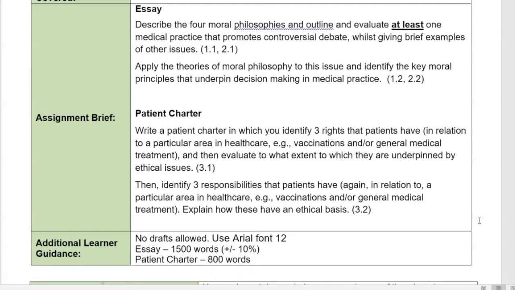Basically, in the essay, what you do is you evaluate at least one medical practice that promotes controversial debate. So obviously that could be abortion, euthanasia, saving your siblings, organ donation, whatever. And the key thing is that you're going to apply the moral philosophies and the moral principles to that issue.